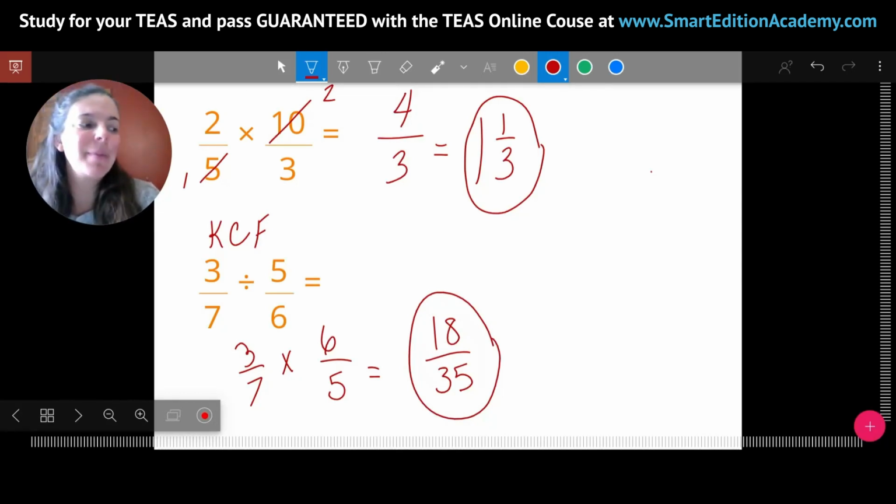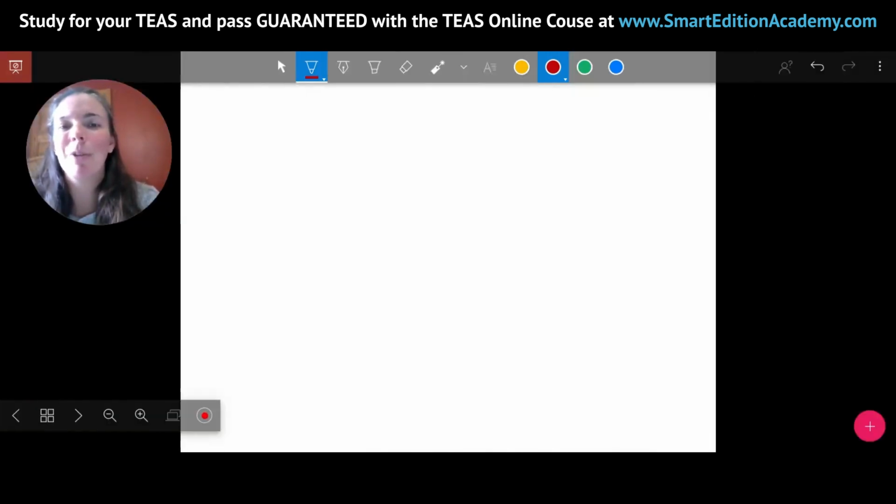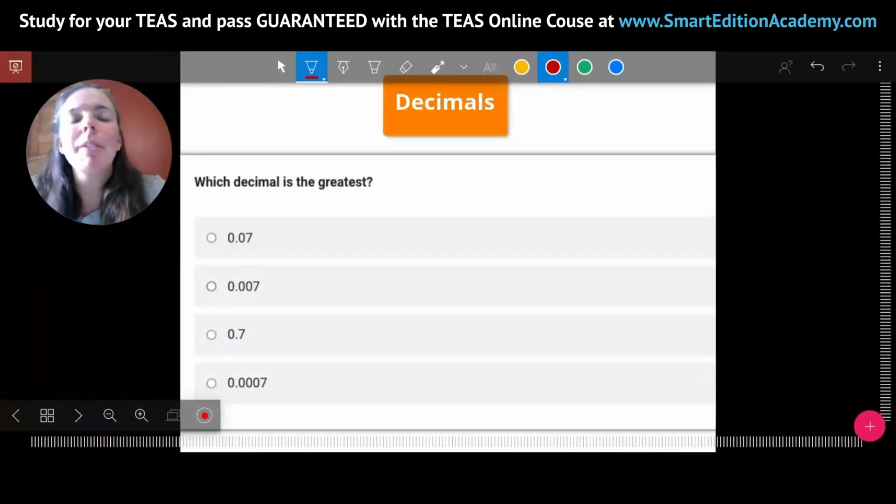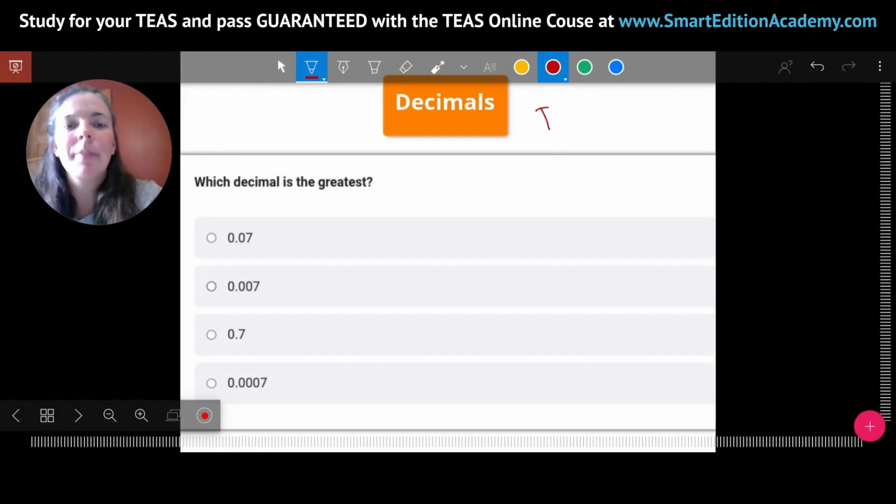Cool. All right, so that's pretty much it for fractions. Just really want you to remember you need a common denominator in order to add and subtract, and then the quick little review of how to multiply and divide thrown in there for you. So when we're talking about decimals, I mentioned before that place value is super important.